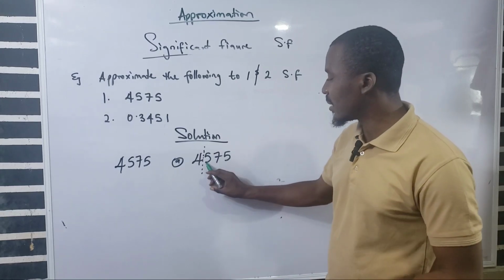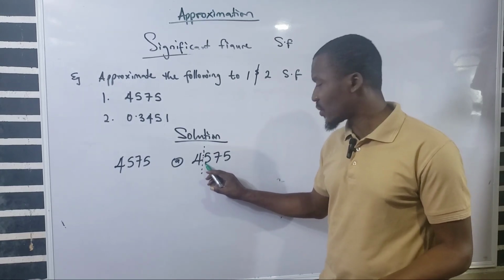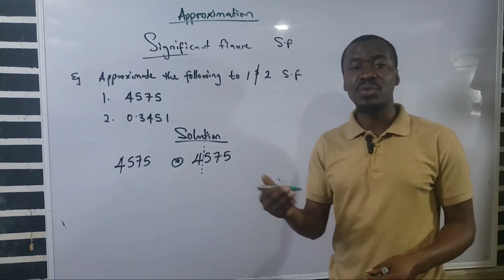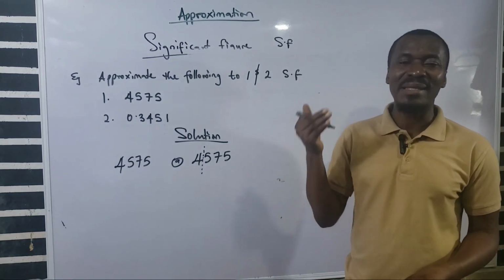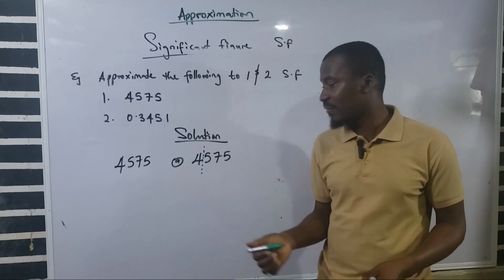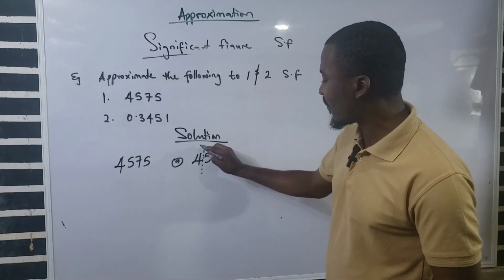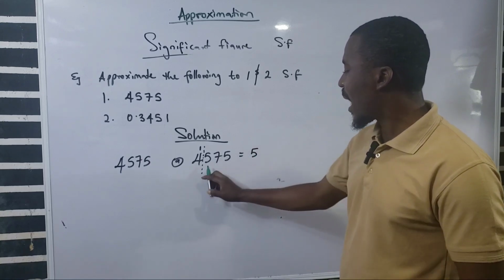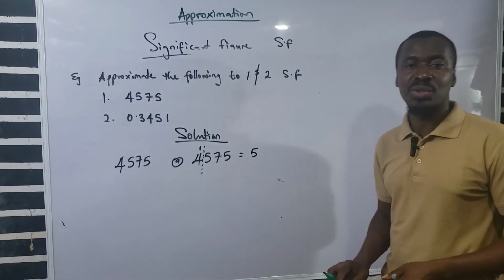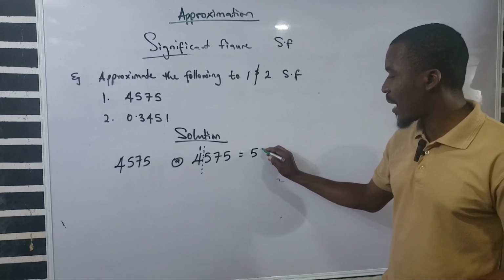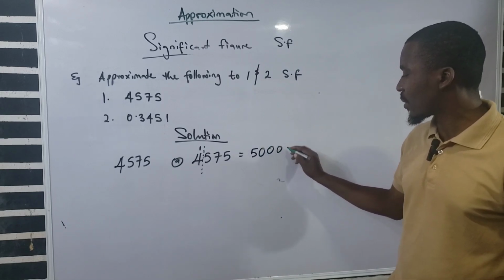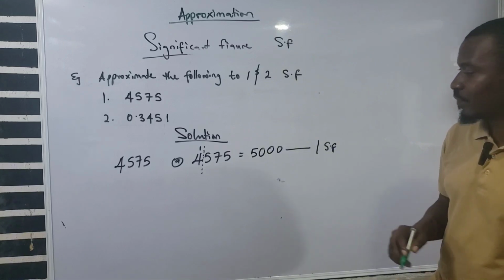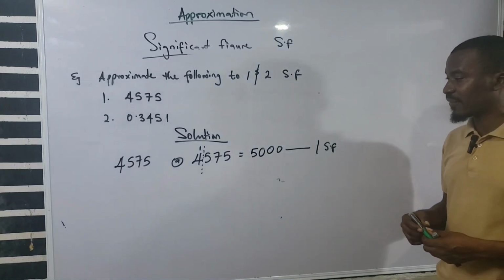Okay, the next digit, is it up to 5? Yes, it's up to 5. And what do we do when the number is up to 5? From 5 to 9, you round it up by 1 and add it to the higher place value. So I'm going to add 1 to this, and that will give me 5. Everything here is going to return to 0. So 5000. That is one significant figure.